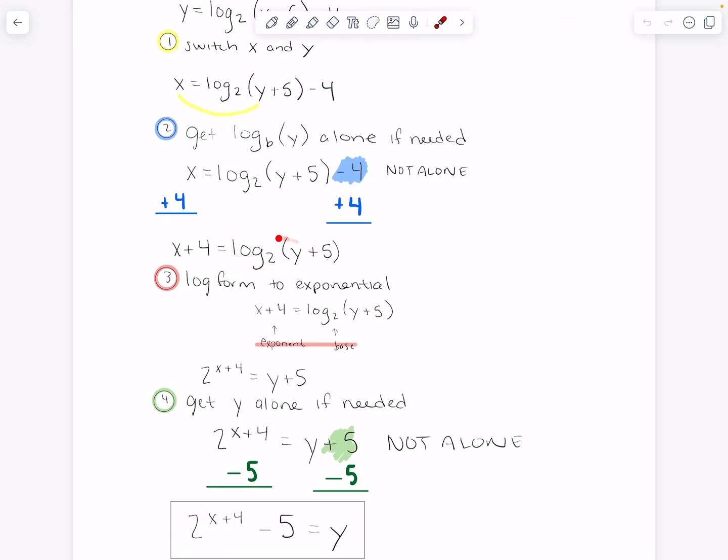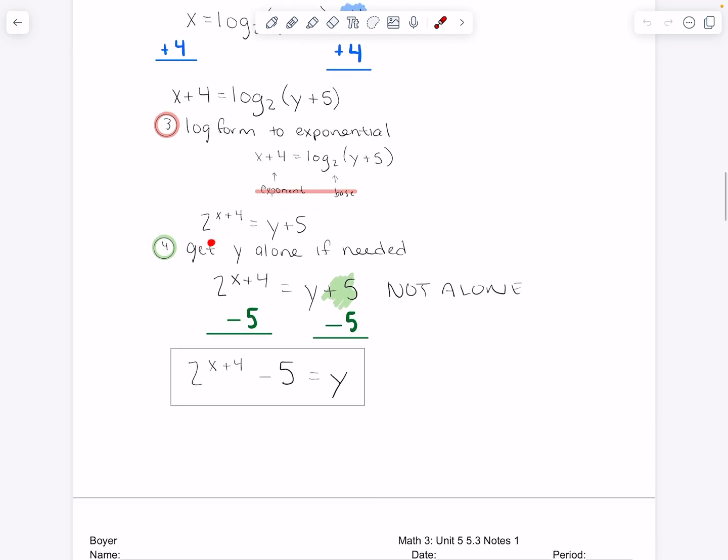Now my log base y is alone, and this is considered alone because it's in parentheses, so this is okay. Now I'm going to put my log form to exponential. Remember the equals is the exponent, so this whole thing, x plus 4, is the exponent, and my base is the basement 2. My base of 2 is where it came from, my exponent of x plus 4 came from this side of the equal sign, and the y plus 5 is not the exponent or the base, so it goes on the other side. So 2 to the x plus 4 equals y plus 5.